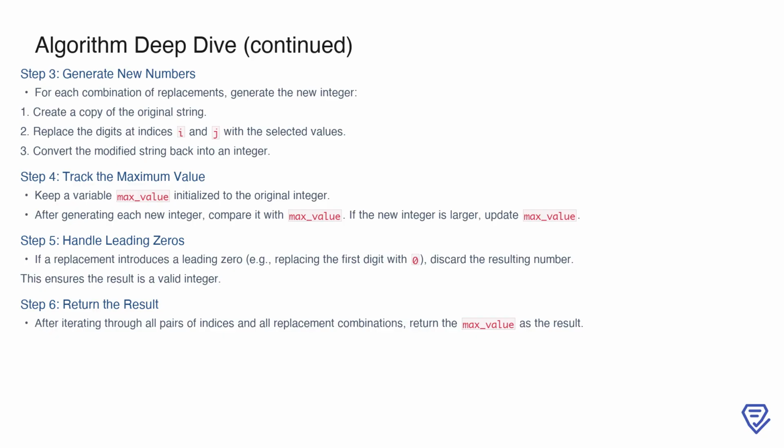Additionally, we must handle cases where a replacement might introduce a leading zero. For example, if the first digit is replaced with 0, the resulting number would be invalid. Such numbers are discarded to ensure that our result remains a valid integer. After exploring all possible replacements, the final step is to return the value of max_value, which will represent the largest number achievable through exactly two replacements.